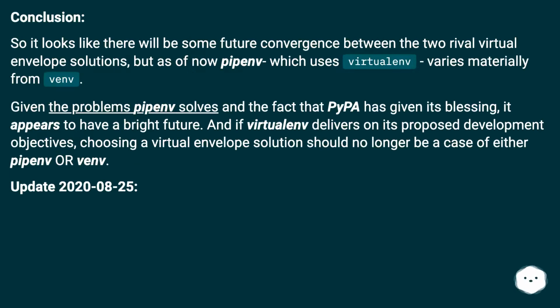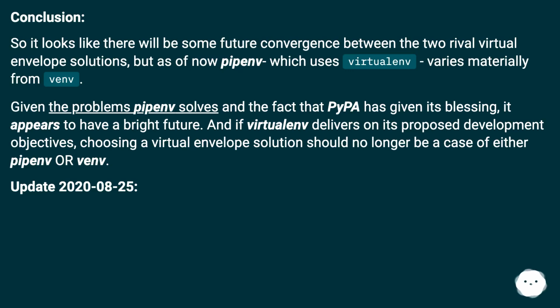Conclusion. So it looks like there will be some future convergence between the two rival virtual environment solutions, but as of now Pipenv, which uses Virtualenv, varies materially from Venv. Given the problems Pipenv solves and the fact that Pypa has given its blessing, it appears to have a bright future. And if Virtualenv delivers on its proposed development objectives, choosing a virtual environment solution should no longer be a case of either Pipenv or Venv.